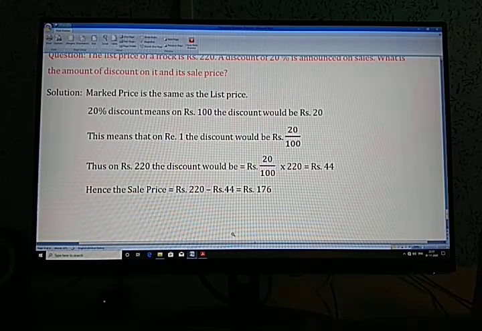So that's it then. I hope today you have understood the topics of decrease and increase in percentages, finding out the discount, and also how to find the sale price. The marked price is mostly given to you, and even if it is not given, you can find it out by using that formula of discount. So that's it for today.